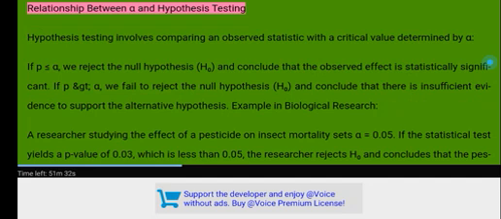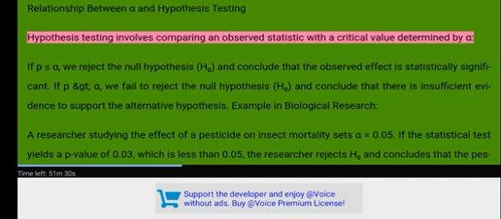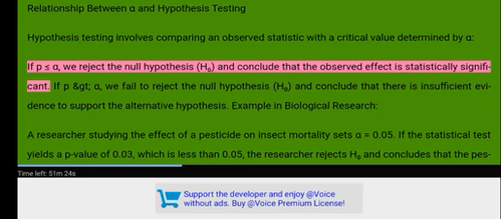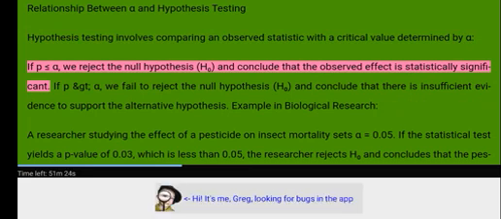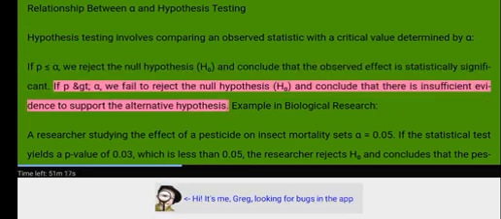Relationship between alpha and hypothesis testing. Hypothesis testing involves comparing an observed statistic with a critical value determined by alpha. If p is less than or equal to alpha, we reject the null hypothesis H₀ and conclude that the observed effect is statistically significant. If p > alpha, we fail to reject the null hypothesis H₀ and conclude that there is insufficient evidence to support the alternative hypothesis.